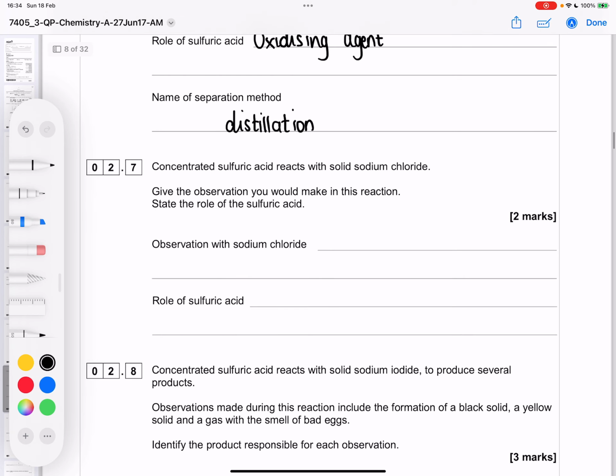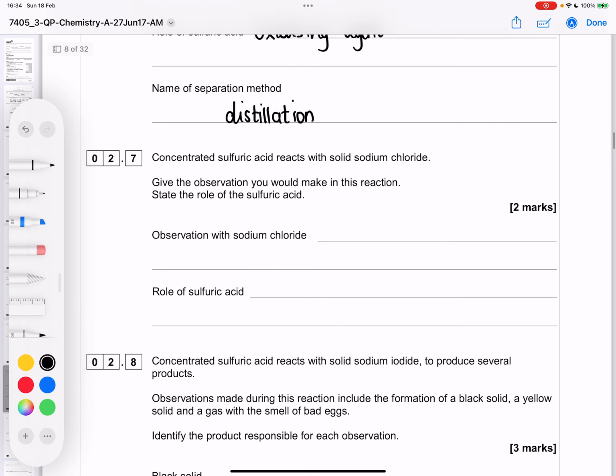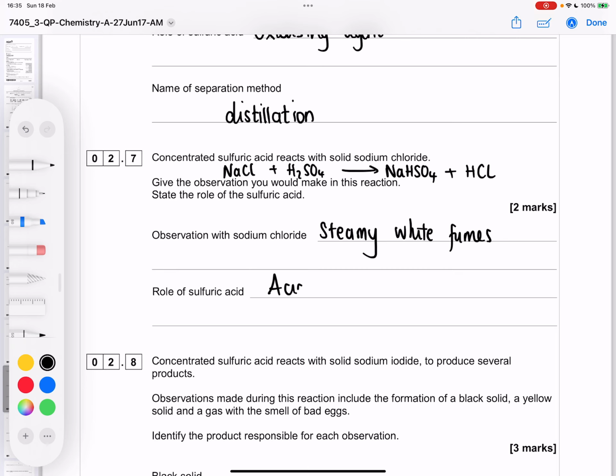What happens when concentrated sulfuric acid reacts with sodium chloride? This is when in our group 7 notes we think, oh yeah, it acts as an acid and donates a proton to make those steamy white fumes of HCl. And its role is to be an acid, or if you want to be specific, a H+ donor.